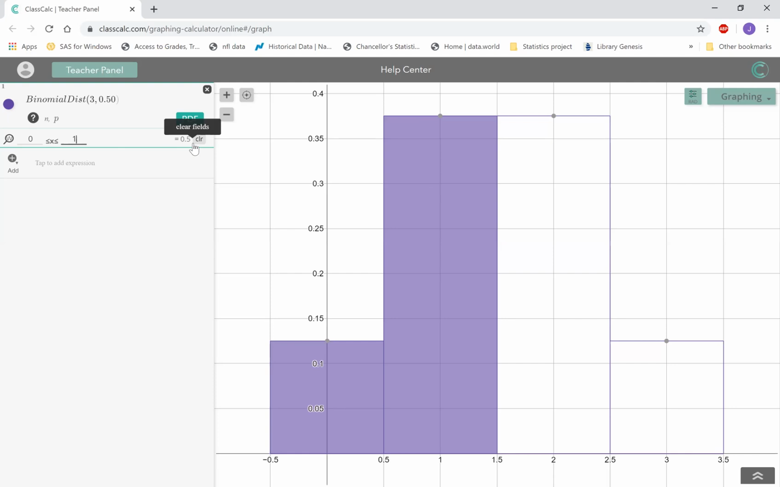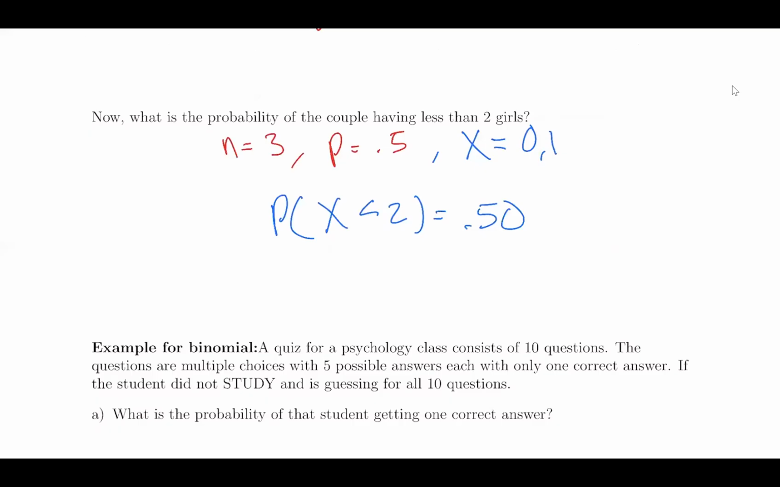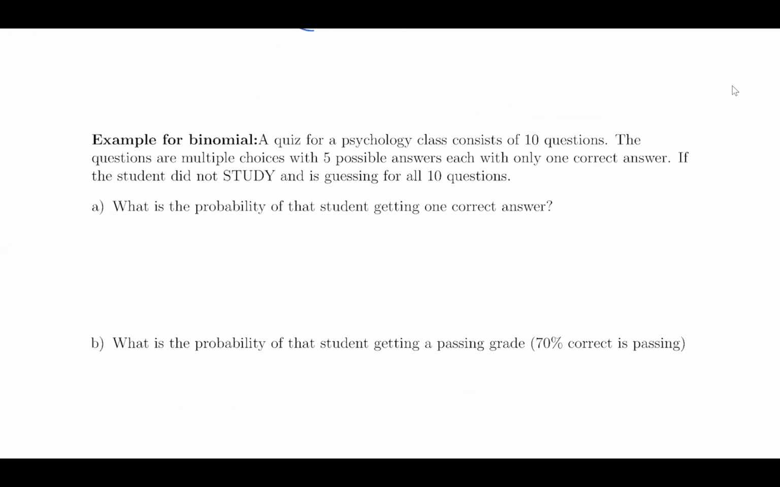Any questions for that binomial distribution? Sweet. All right, so let me switch it over so we can see the next problem on my iPad. All right, so let's go ahead and do this one.